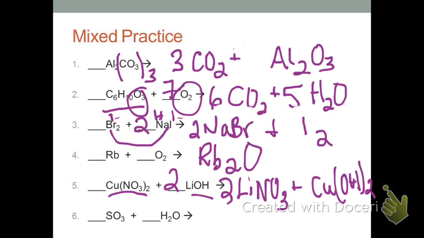And for the last one, you're going, oh, that's double replacement. And you should think again. You have water. We did this one earlier. If you have water and a nonmetal oxide, you make an acid, H2SO4.